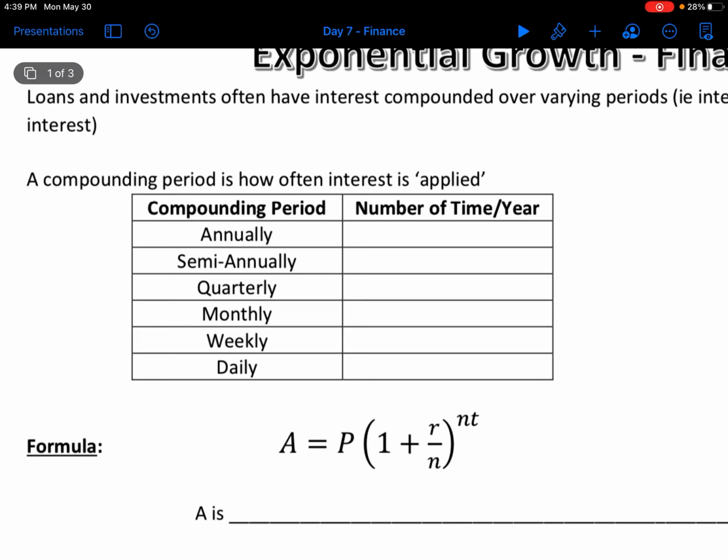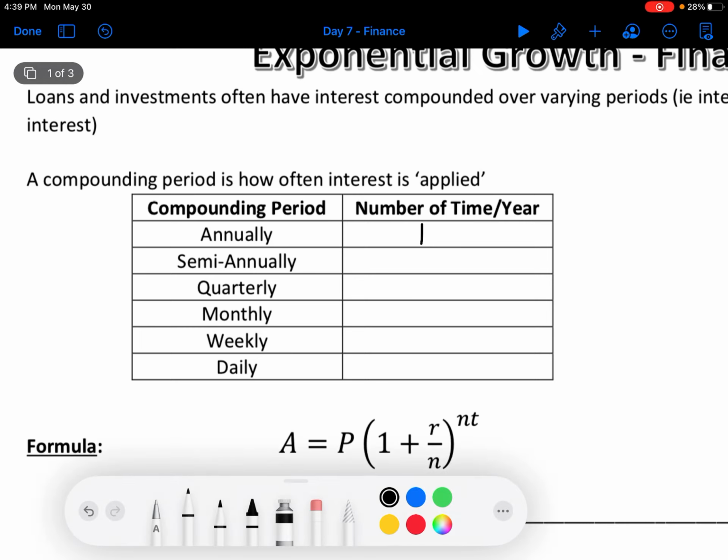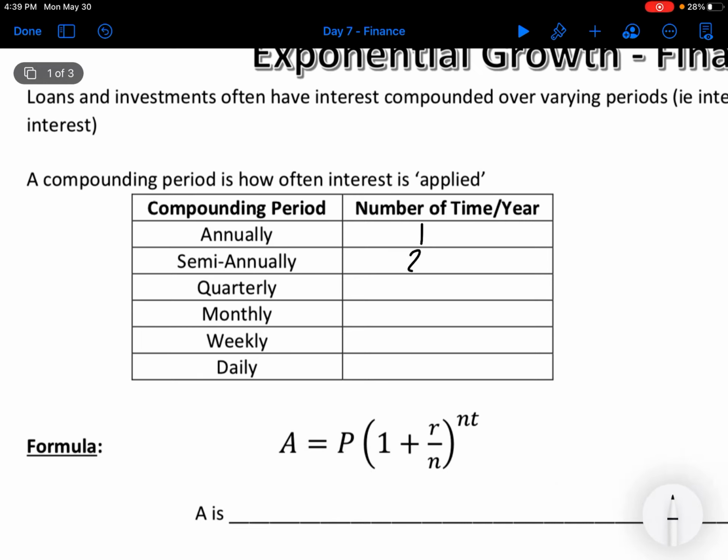Annually, it's only applied once. Semi-annually, it's applied twice. Quarterly, 4 times. Monthly, 12. Weekly, 52. And daily, 365 days. Now, we're not going to deal with leap years. It just makes things too difficult, so we'll just stick with 365.